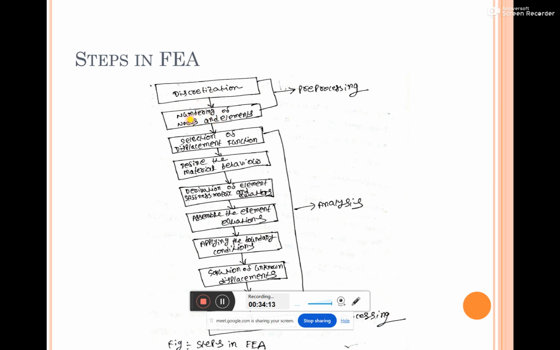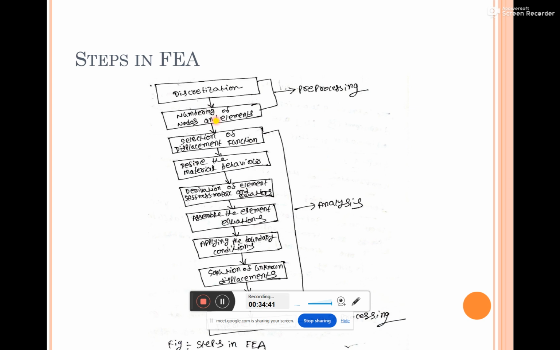After that, if you are performing the FEM analysis problem manually, after dividing into a small number of elements, you have to number the nodes. What is the node number and what is the element number, you have to number that. So that is the second step, numbering of nodes and elements. After that, the next stage is the analysis.